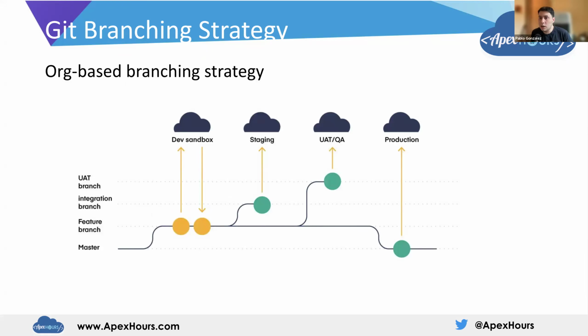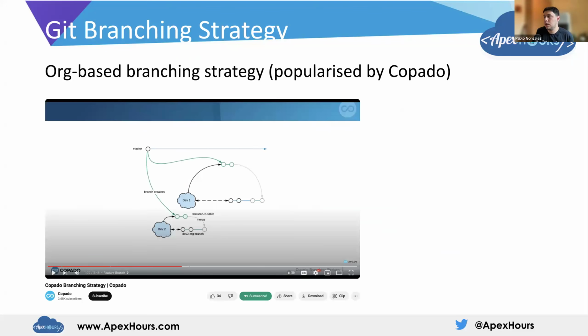Now, here's the other branching strategy that, again, I said is very common. I don't know that it has a name, so I'm going to call it org-based branching strategy, where basically you have one Git branch per Salesforce sandbox. So you have a staging branch, a UAT branch, a QA branch, and the master branch represents production. Now, this branching strategy, I think, was popularized by Copado. Copado actually has a very good video on YouTube. I'm just putting a screenshot here that explains how they use this strategy, and I think it's very smart.